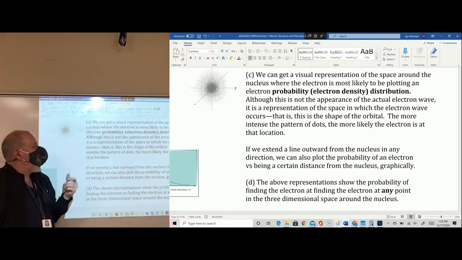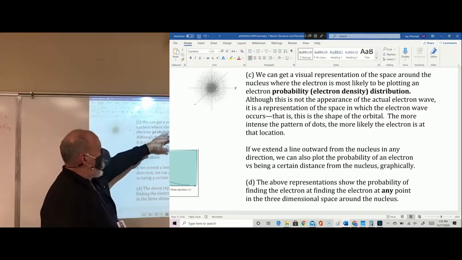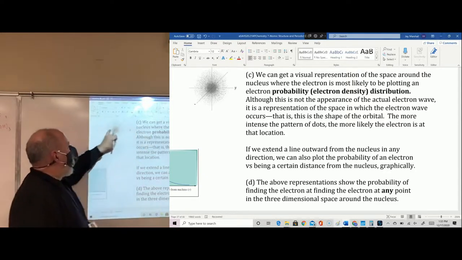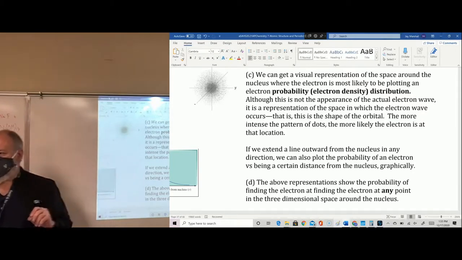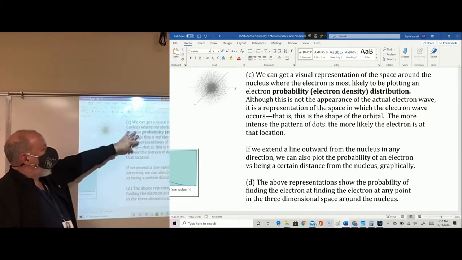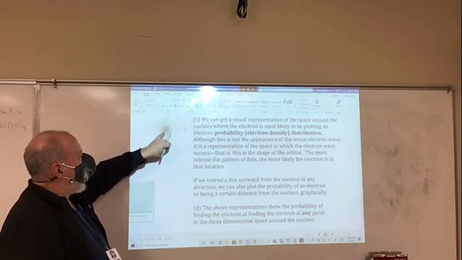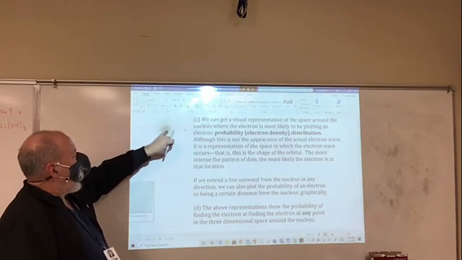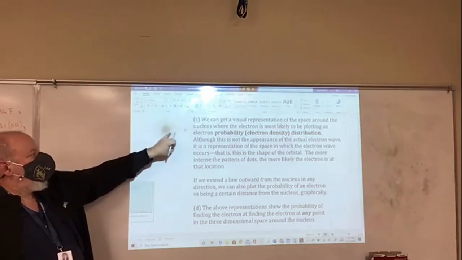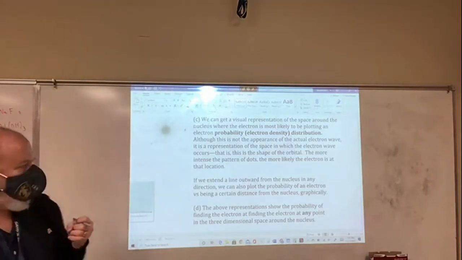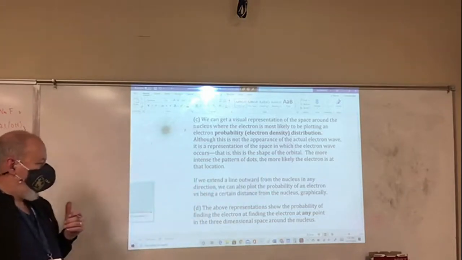So we can get a visual representation of the space around the nucleus where the electron is most likely to be by plotting an electron probability distribution. Okay, and this is the plot of an electron probability distribution. And this outlines the shape of the S orbital. It looks like a sphere, right? But because of what we can do with the mathematics of this by squaring the wave equation, we can say the probabilities are most likely that the electron is going to exist within this much more dense inner area. It's going to be less likely for it to exist in these outer regions of the waveform. Okay? So this is the shape of the orbital. The more intense the pattern of dots, the more likely the electron is at that location.